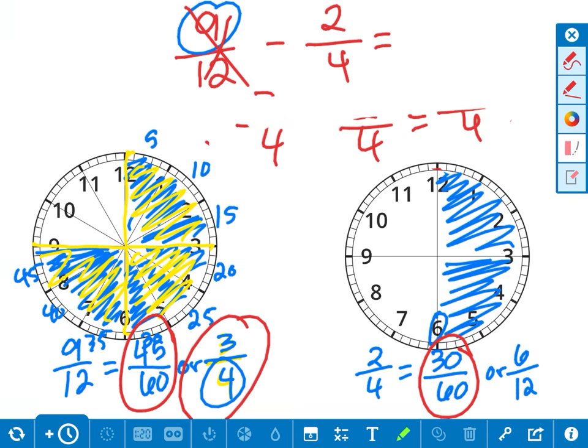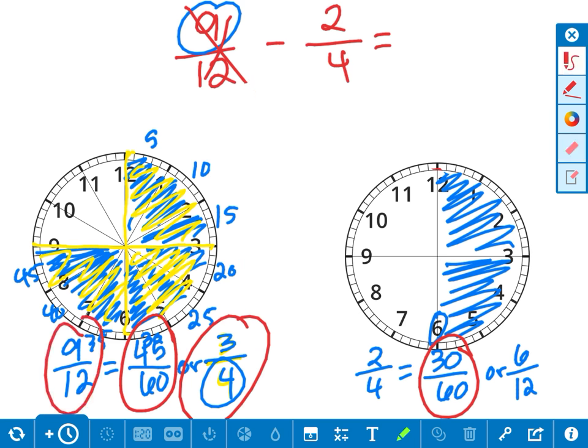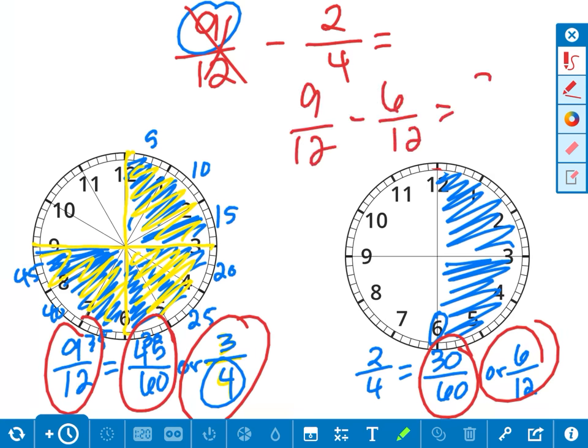Another way I could do this, I can use my denominator of 12. Okay, since I did all this work, I could pick my favorite one. I could do 9/12 minus 6/12, and I would get 3/12. Okay, any of those answers are correct.